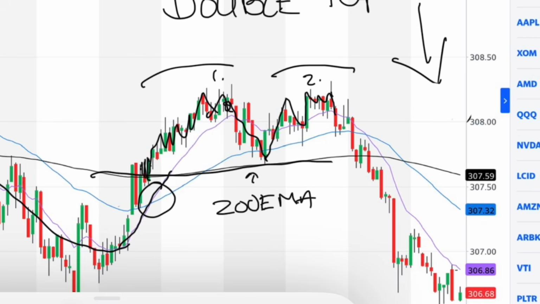Okay, check this out, guys. Once you had this big red candle occur, okay, boom, that's the boom boom candle.